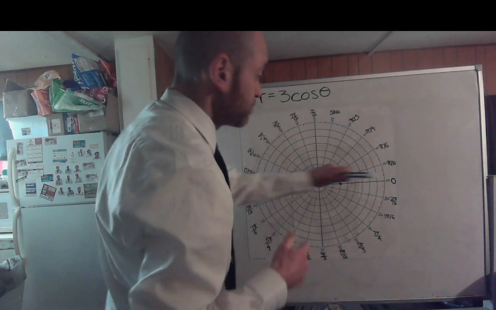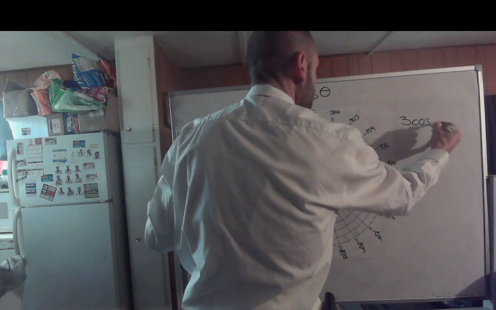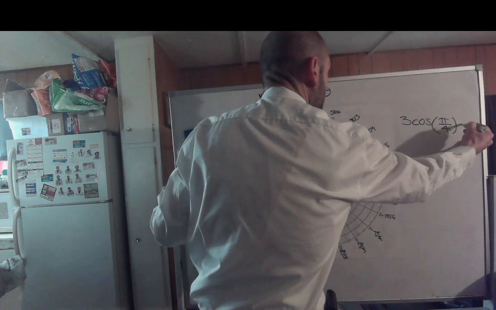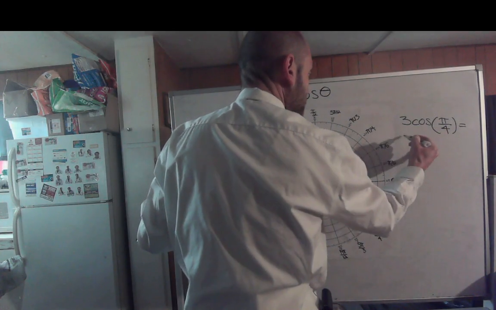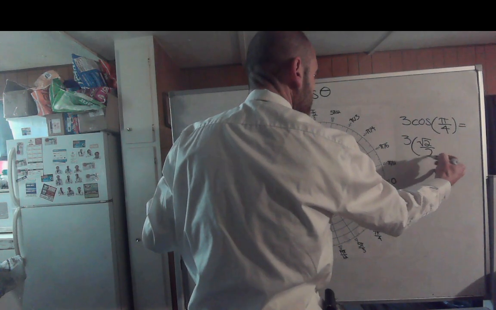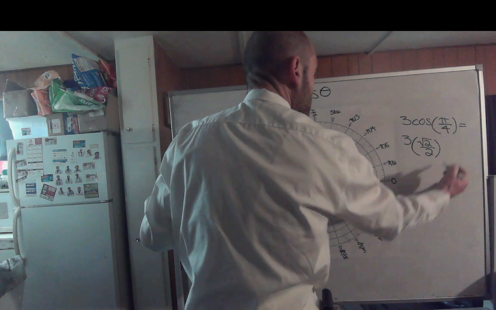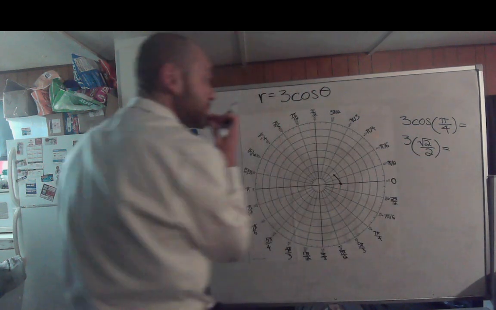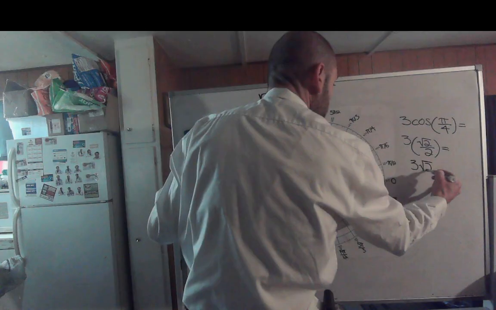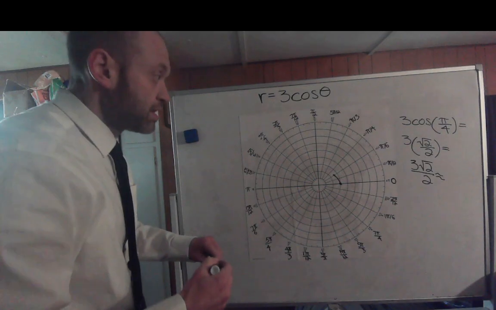All right, next special angle is pi over 4. So if I take 3 times the cosine of pi over 4, what would I end up getting? That would give me 3 times the quantity of the square root of 2 over 2, which in turn would end up giving me just that, 3 times the square root of 2 over 2. Let's get a decimal approximation for that.